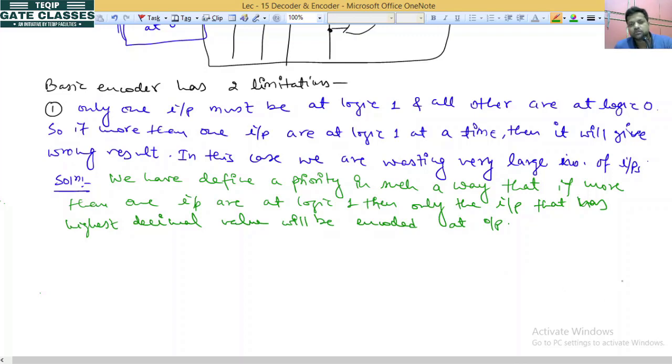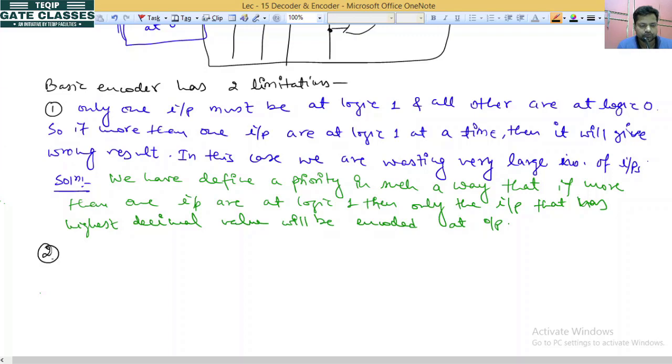What it is saying is that we have to set a priority for each input, okay, na? In such a way that whenever more than one input is at logic 1, then the input whose decimal value is higher, that will be reflected on the output. Okay, na? Now the second point is, what is the second point?